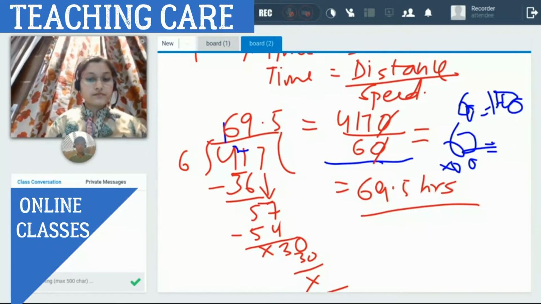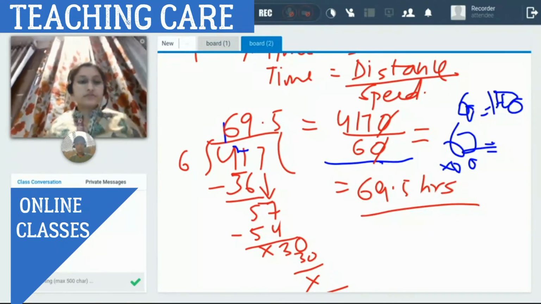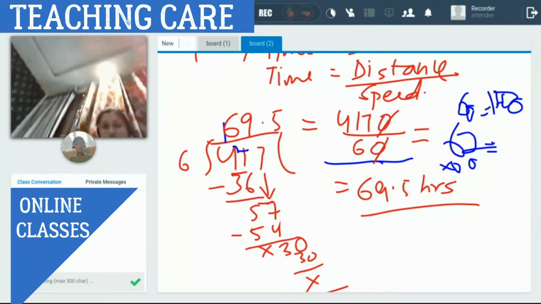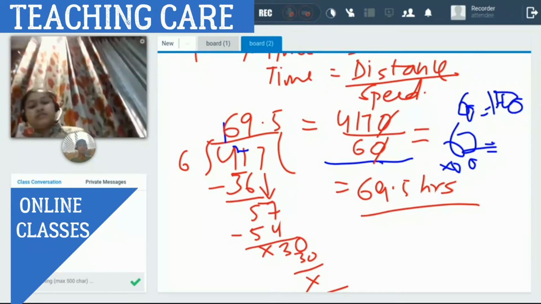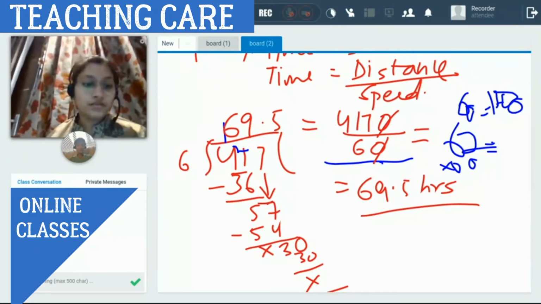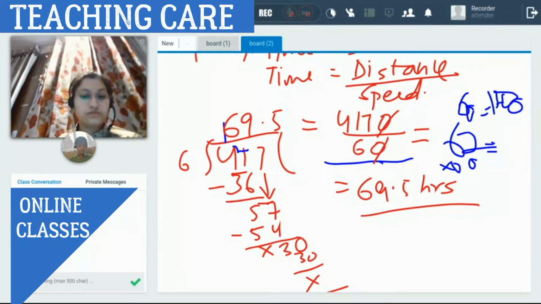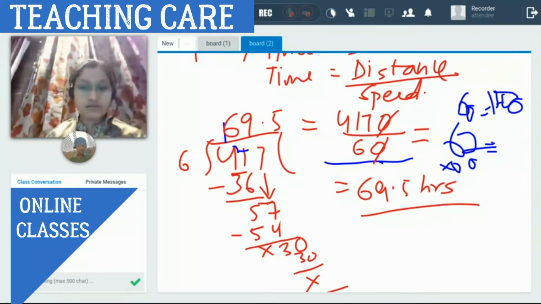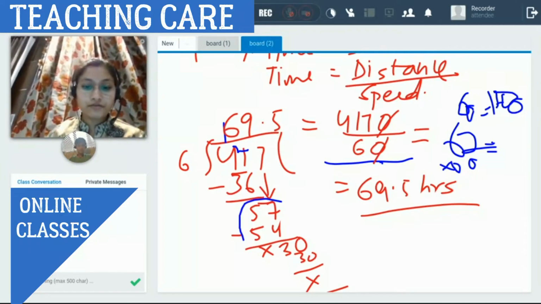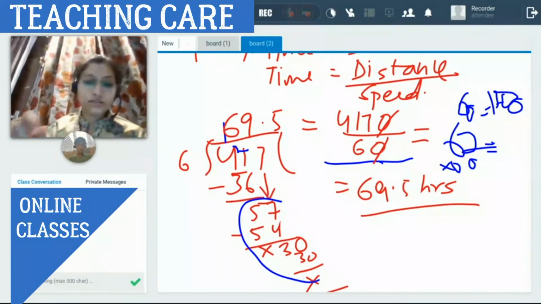Any doubt in division part? I can repeat if you want. No, I knew this part. I kind of didn't understand this part. Which part, please mark it? I'm not getting this one, this one.